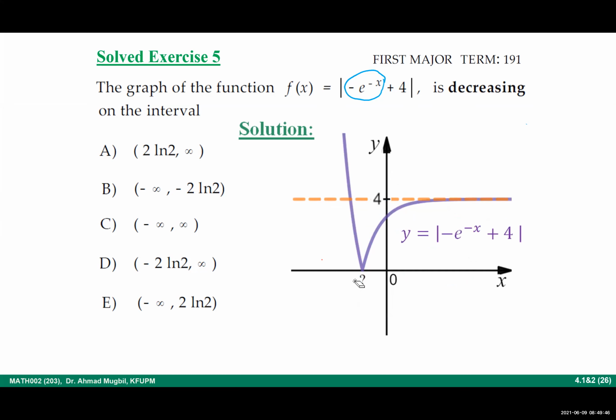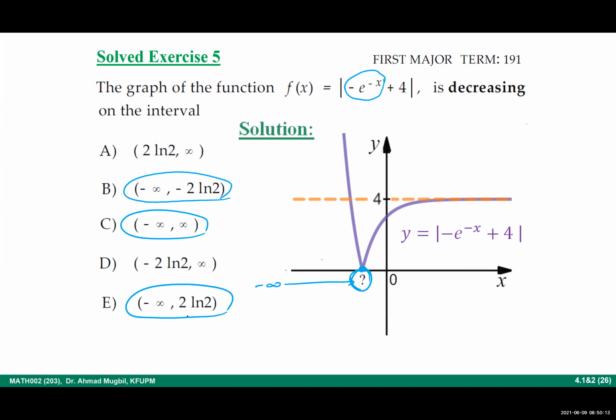Now, what is the question? The question is where the graph of this function is decreasing. From where to where? Look at this. It is decreasing from negative infinity to this point. We don't know what this point is. This is the x-intercept of the graph. But if you look at the choices, ya Shabab, from negative infinity to this, from negative infinity to infinity, it is clear what the right answer is.